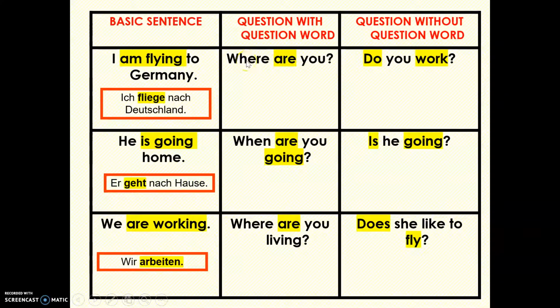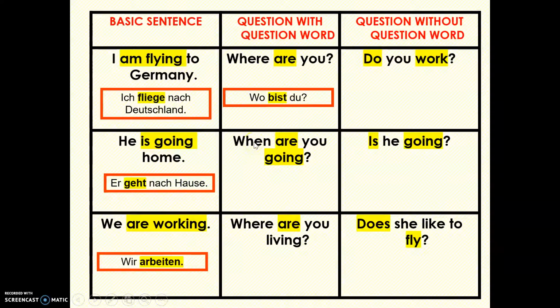So the first one's very simple. Where are you? The question word comes first. The verb has to be second, and then the subject. So this one is one of the rare instances when the English word order and the German word order are identical. Wo bist du? Wo bist du? Verb second.